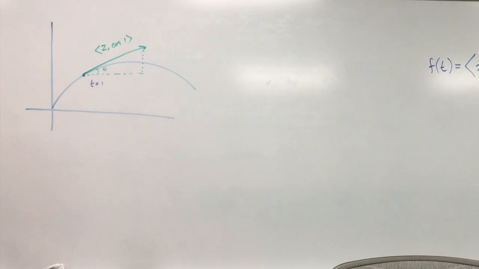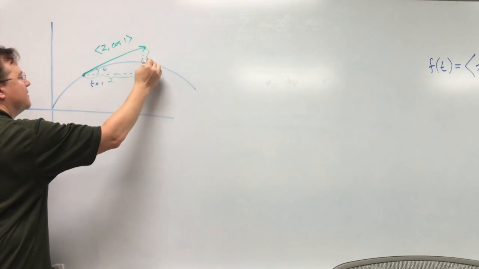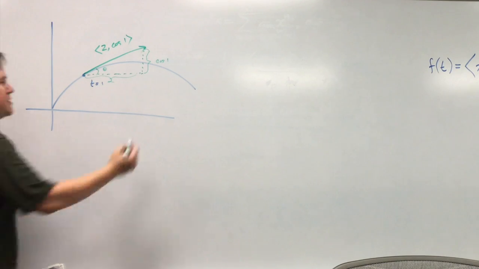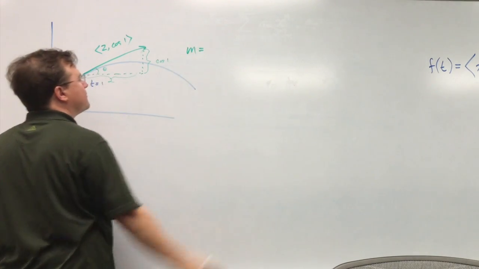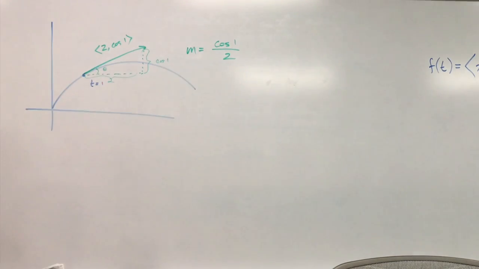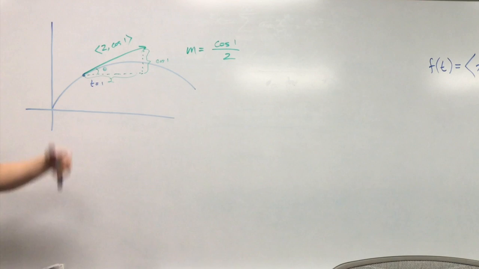The sine of that, cosine of that. If this is 2, and this is the cosine of 1, you think of it just in terms of rise over run. The slope then would be cosine of 1 over 2, right? So once you find the derivative, as a rule, you could just take the y-coordinate divided by the x-coordinate. That would be the slope. It's as simple as that.